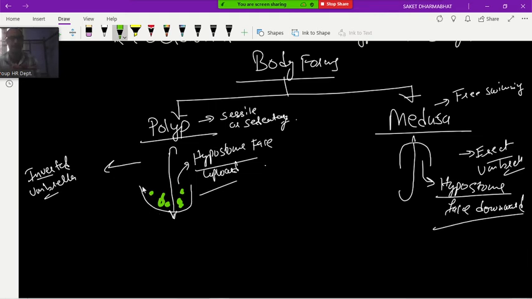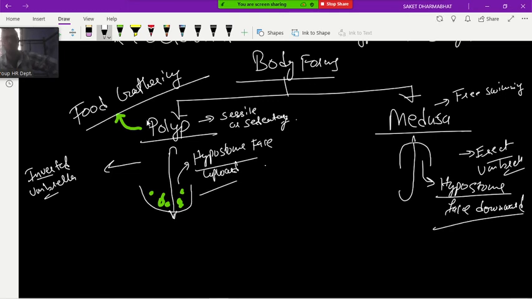If you are not having any carry bag, you will put your umbrella inverted and you put whatever you have purchased. By that umbrella you can come to home. Understood? So what is the main function of polyp? Food gathering. Okay, clear?